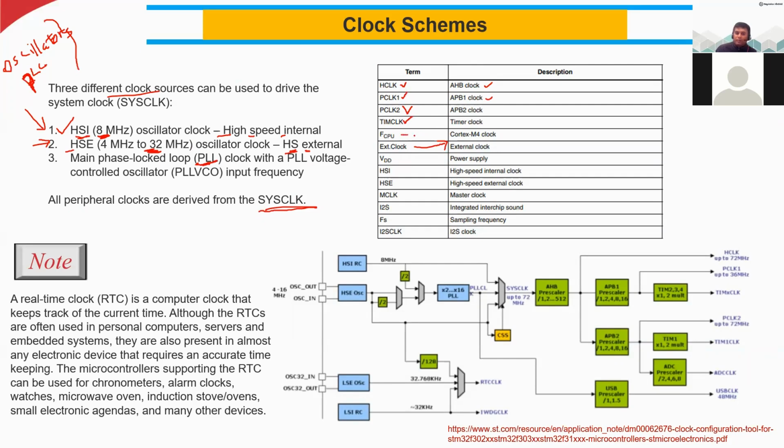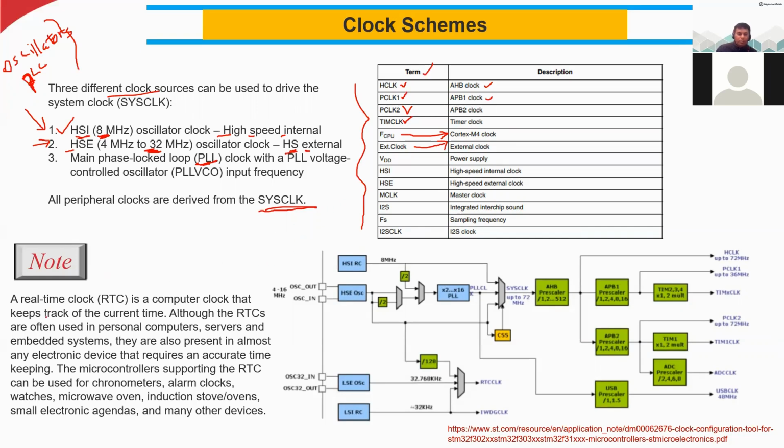This is the FCPU. This is mainly helping to drive the Cortex, that is the core of the microcontroller. And we also have the external clock, and this is the VDD to synchronize the power supply with other blocks and so on. So please read this one. These are different terms that we also use in the program. You will see these keywords inside the program. This is the meaning for those keywords.